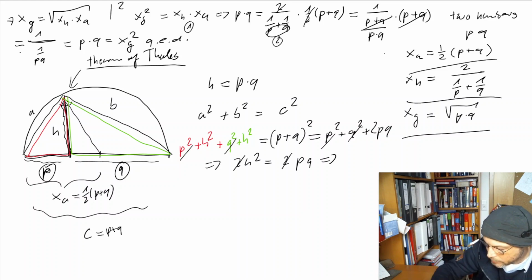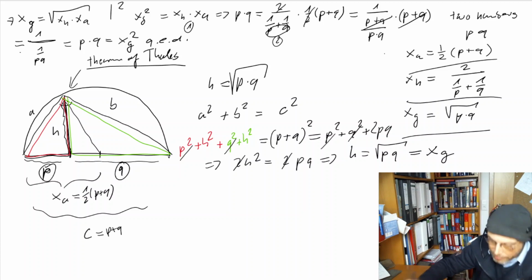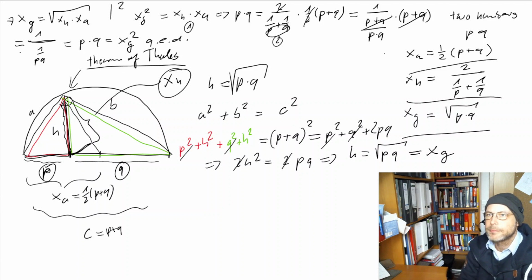Cancels. So here we have to take the square root. h is square root of pq. And this is nothing else than the geometric mean of these two numbers. And now the funny thing, if we take here also the height, then this line here will be the harmonic mean.